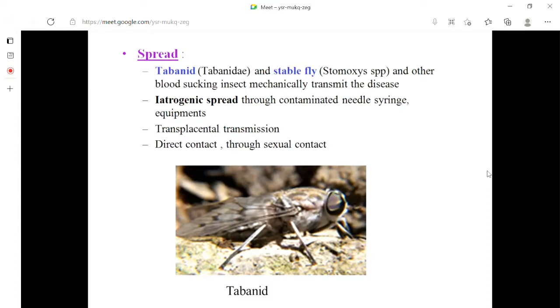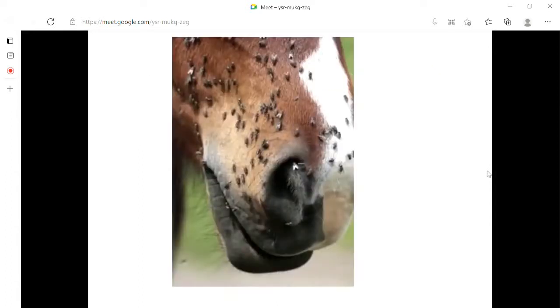Another aspect is the iatrogenic spread. This is quite interesting. Iatrogenic means transmission through contaminated needles, syringes and farm equipment, like the AI gun or certain farm utensils. More particularly in mass vaccination, if you use a single syringe and needle for vaccinating many animals, the disease may be transmitted through the contaminated needle and syringe. So this is called iatrogenic spread. Of course, this is very rare. Then transplacental, in utero transmission may occur, as well as direct contact, more particularly sexual contact. And the virus is mainly cell-associated, so cell transmission is needed for transmission of the disease.